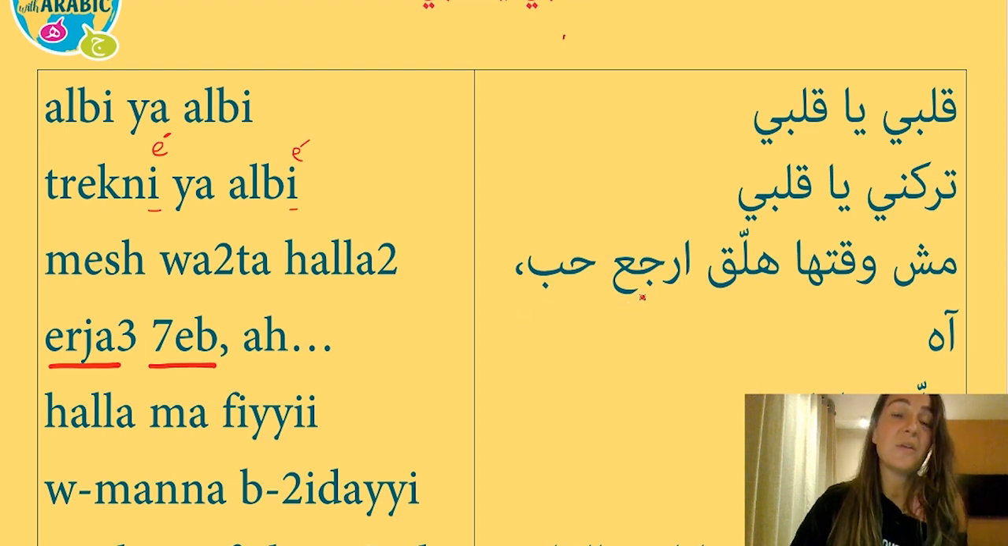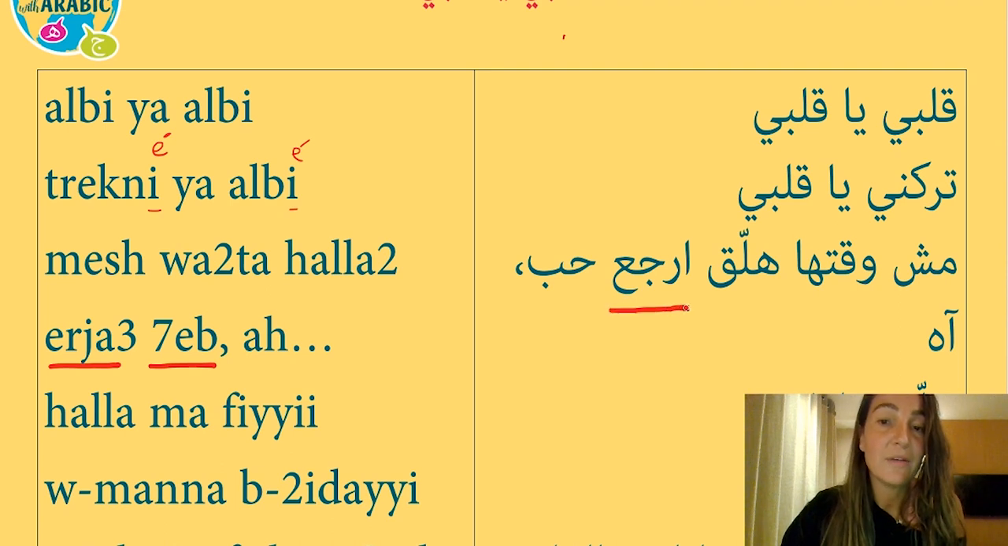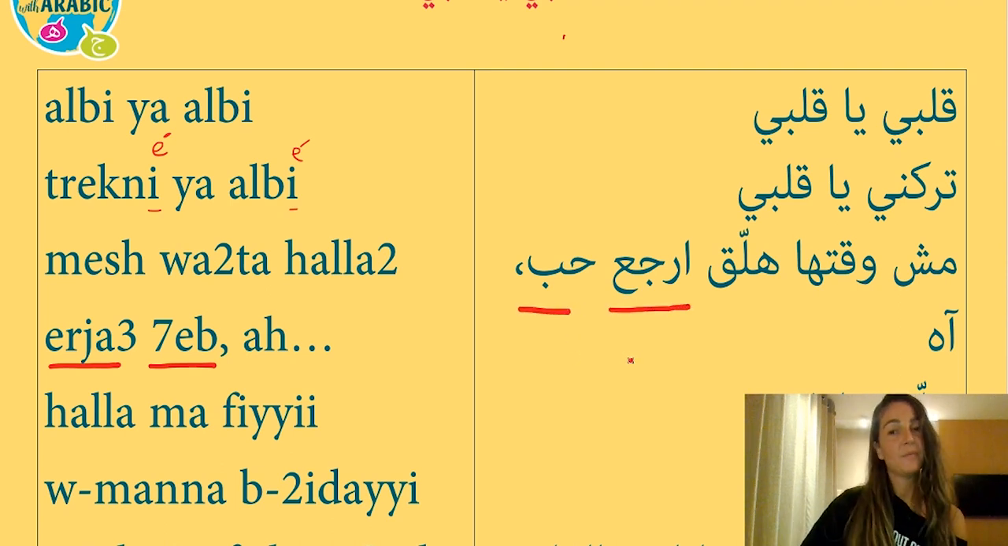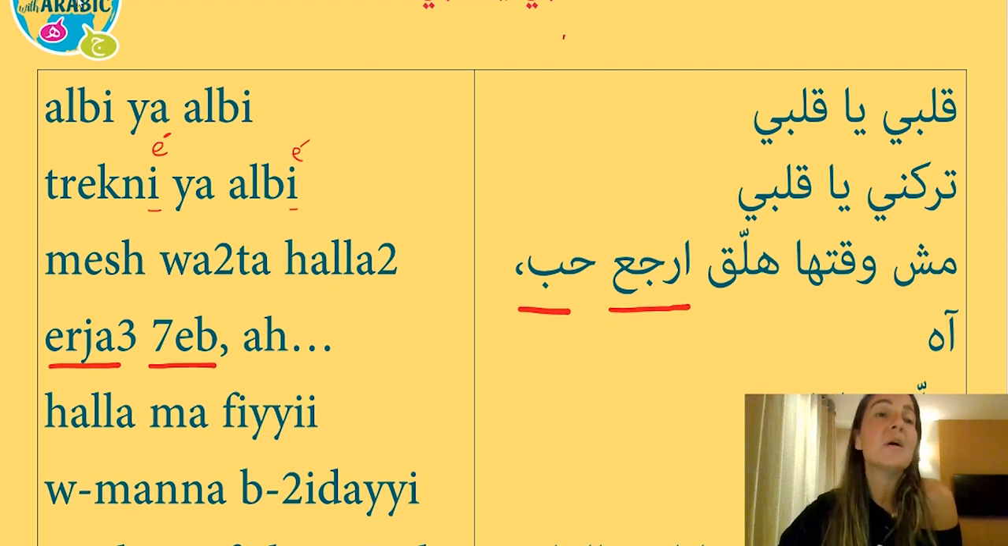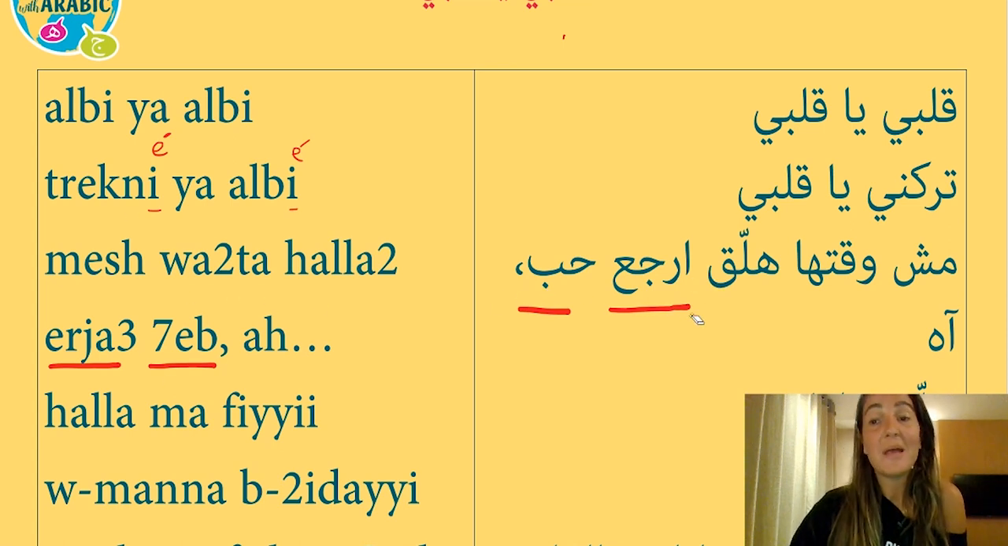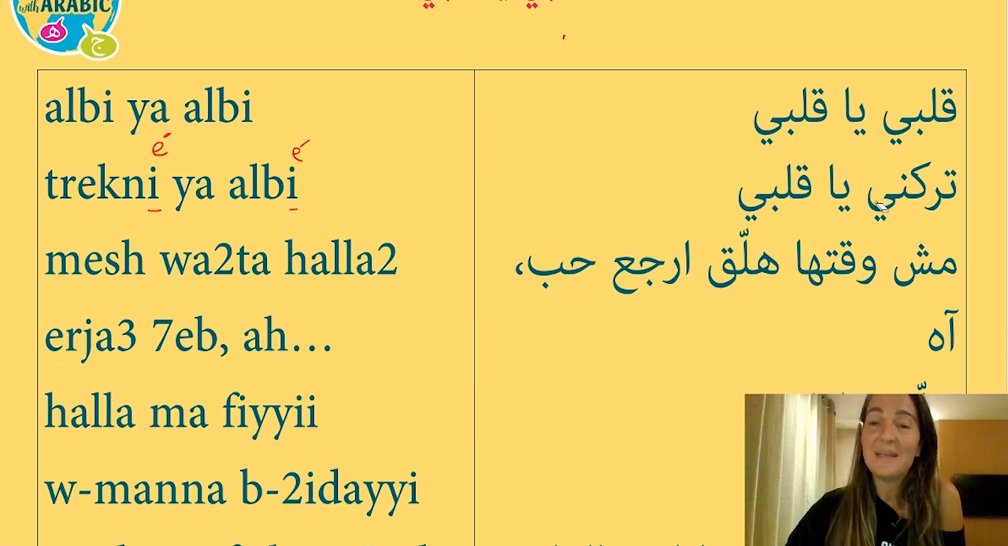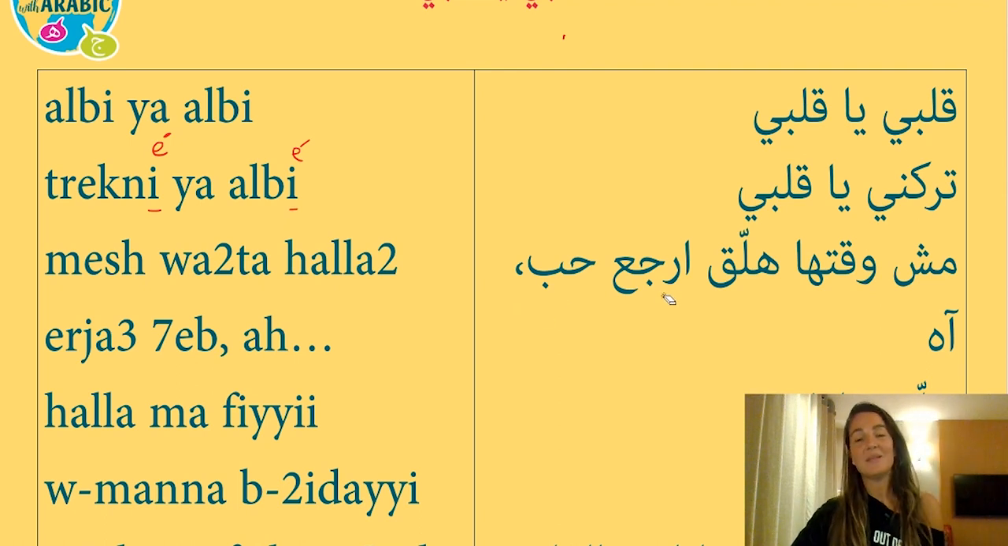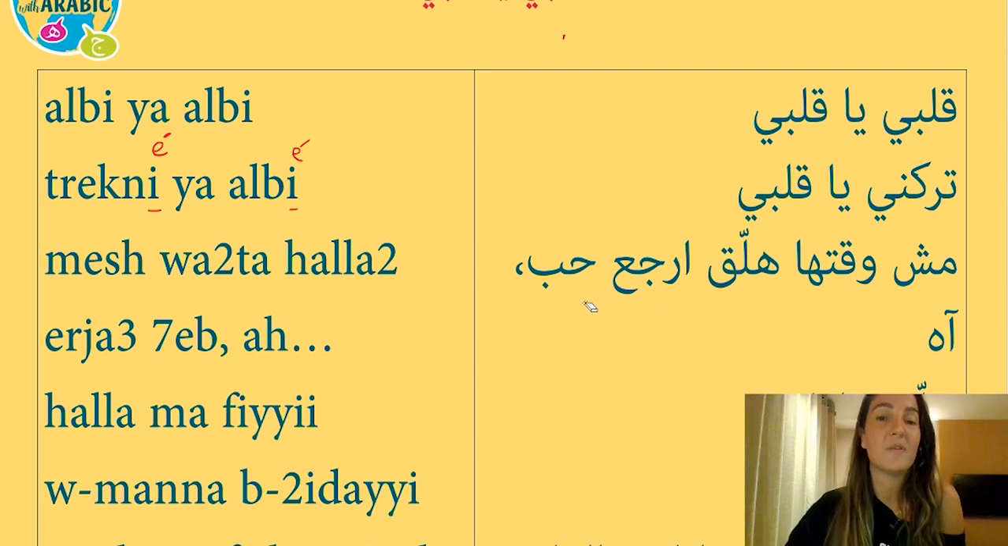But in Arabic, you're not saying to love again. You're saying ارجع, I return, حب, I love. So it's like you're saying to re, I love in Arabic. It makes no sense in English, but in Arabic it does. So ارجع حب, to re-love, but you're saying I re, I love, basically. Okay, so قلبي يا قلبي تركني يا قلبي مش وقتا هلأ ارجع حب. It's not the time for me to love now.